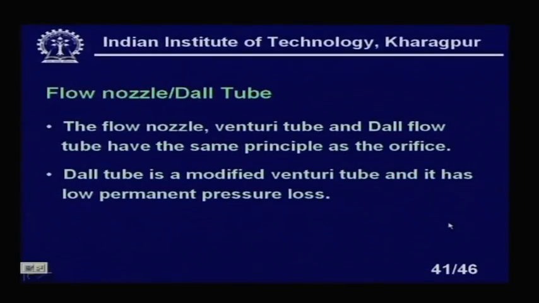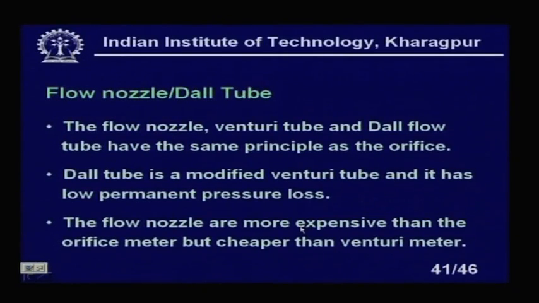Any differential pressure flow meter is non-linear, that means the volumetric flow rate is proportional to the square root of the differential pressure, or the differential pressure is proportional to the square of the volumetric flow rate. The dall tube is a modified venturi tube, and it has a low permanent pressure loss, not as low as the venturi tube, but low.